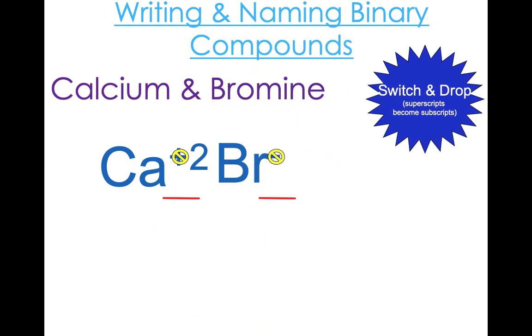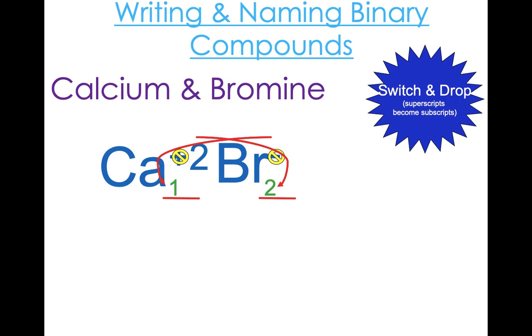So we can switch and drop. The bromine has a -1 charge. The calcium has a +2. So the 2 is going to come now down next to the bromine, and the 1 will come down next to the calcium. Again, we can see the 1 right now in our scratch work, but we're not going to put that in our final formula.